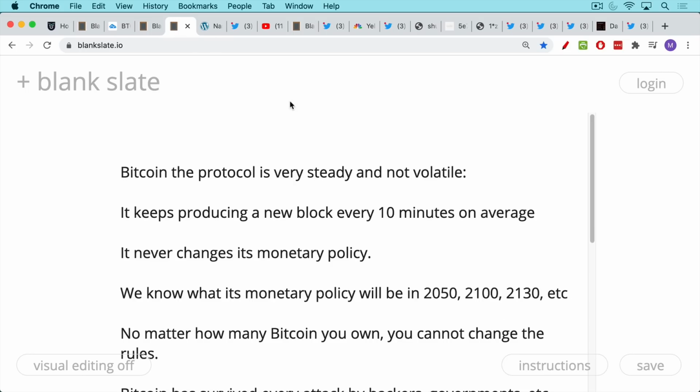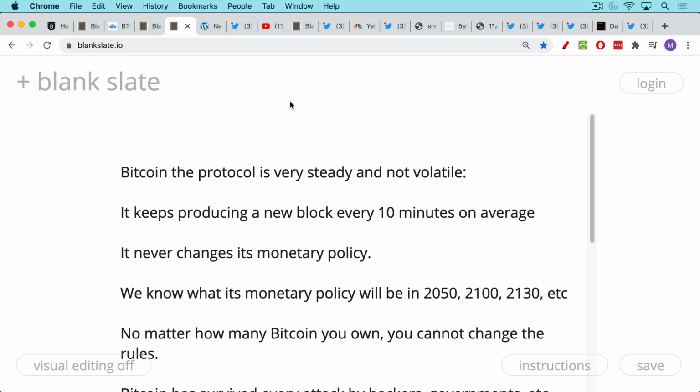Now, Bitcoin itself, the protocol, the network, the open source software is very steady and it's not volatile at all. It keeps producing a new block every 10 minutes. This is what miners do. It never changes its monetary policy. We have these halvings that happen every 4 years. We know from now until 2135, whenever it is, that the last Bitcoin is going to be issued. We know exactly what the monetary policy is going to be.